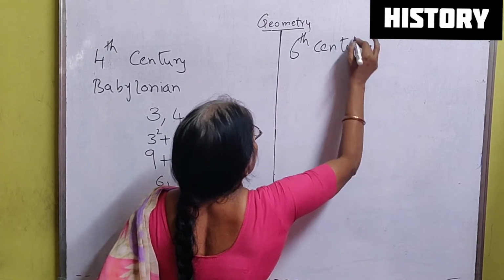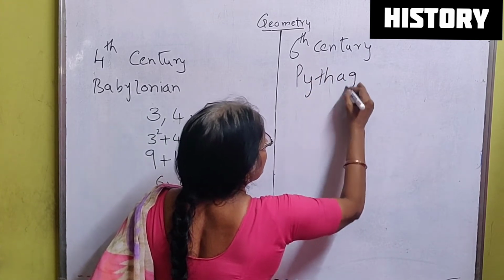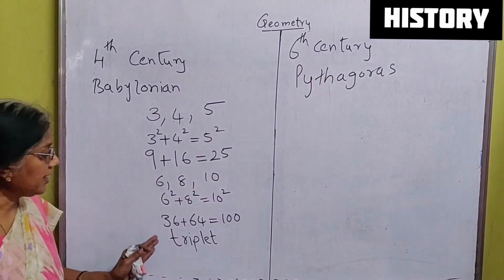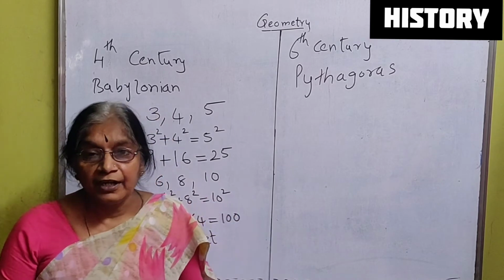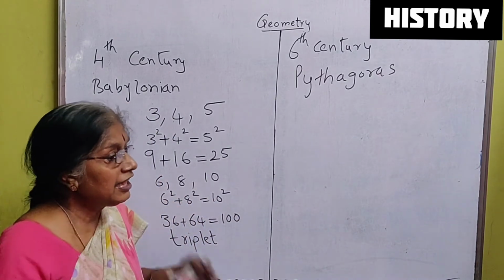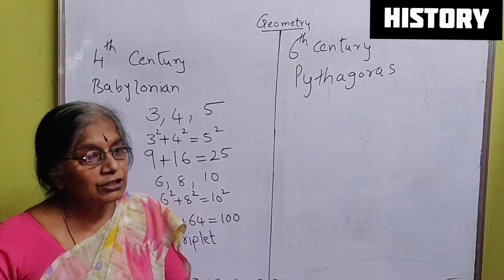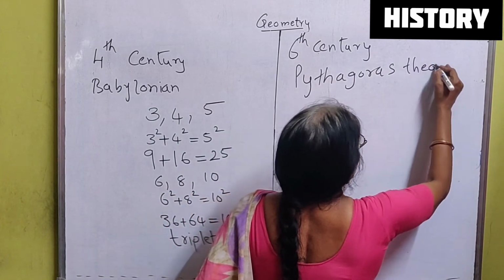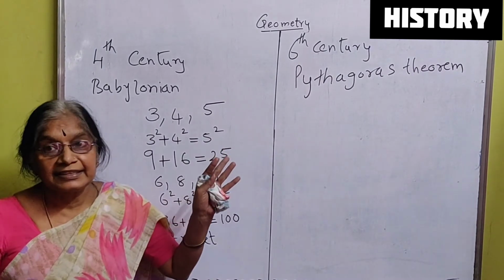Keeping this in mind, in the 6th century, the great mathematician Pythagoras derived that these triplets can become true only if a right angle triangle is taken, and he was able to give us the theorem based on the right angle triangle, which is called Pythagoras Theorem. This I will explain later on.